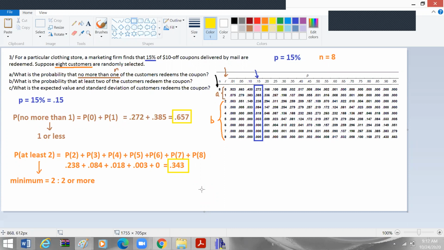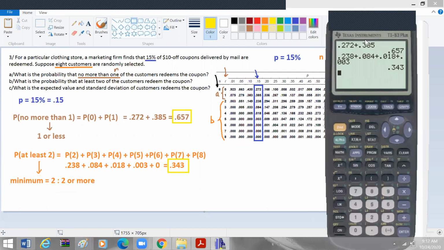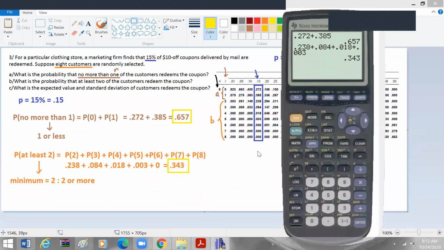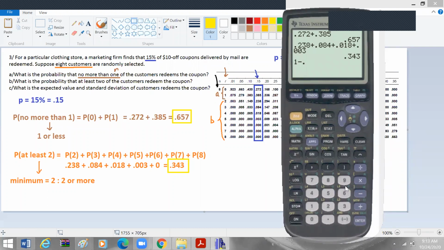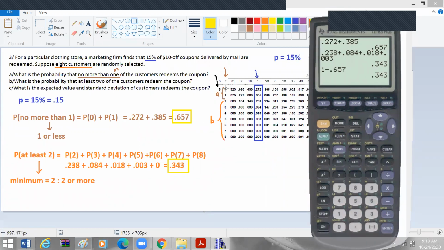And now we're going to go to part C of the questions. Remember, I can also take 1 minus the first 2, right? Because the total probability for each column, if you add them up, is always equal to 100%, because the total probability always has to be equal to 1. So instead of adding, I just take 1 minus 0.657 and get 0.343, because I know that part A plus part B will be 100%. I can take 1 minus the first 2 to get the sum of the last 6 of them, right? But it's up to you.